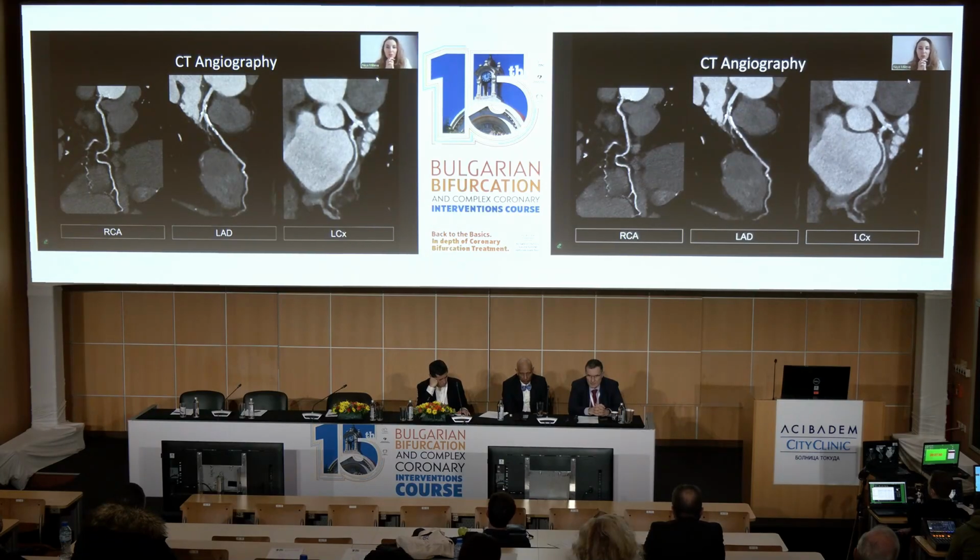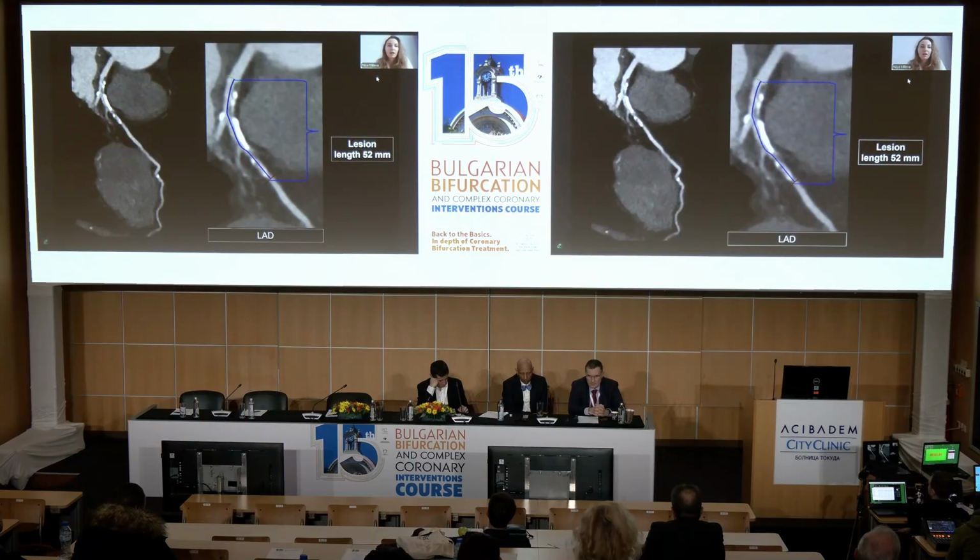Lesion that is complex. We can evaluate that we have low attenuation lipidic plaque. We have also calcific plaque. We can very accurately measure the lesion length. And here we don't have any vessel foreshortening. We don't have any angulation problems like we do in the angiography. With the CT, we can measure very accurately the lesion length, just as in intravascular imaging. And here we see from healthy to healthy segment, lesion length of 52 millimeters.